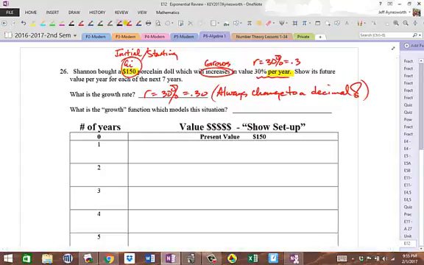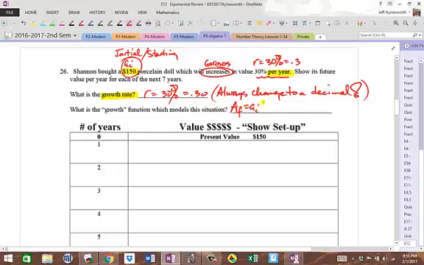So I know my growth rate. That's what I want to find. That's r. I know this is a growth function, so we need to model that. My growth function in general looks like A sub f is equal to A sub i times 1 plus r, not 1 minus r, to the t power. So what is it for this one? Well, A sub f is equal to 150 times 1 plus r, which is 0.3, raised to the t power. There's my growth function. That's the growth function.